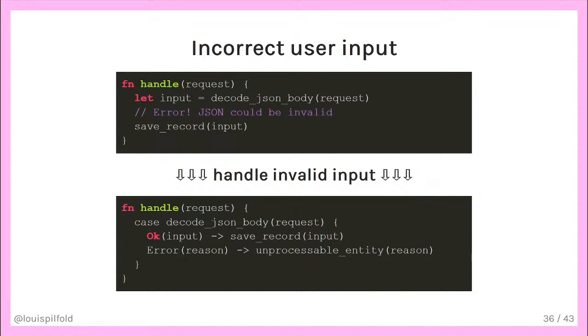Another situation in which errors might arise is when dealing with user input. Here we have a handler function from a web application. It takes a request data structure and it returns an appropriate response. As part of this, it reads some data from the body, and that data has been encoded in the JSON format. The problem here is that the request body might not actually contain valid JSON.